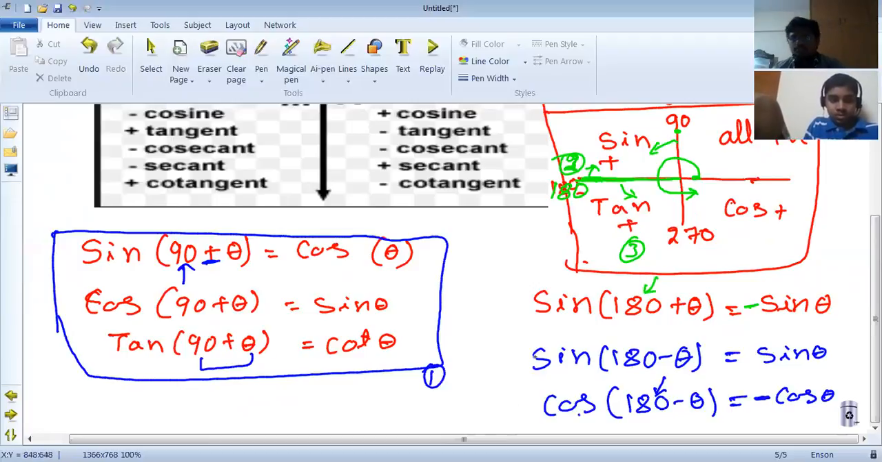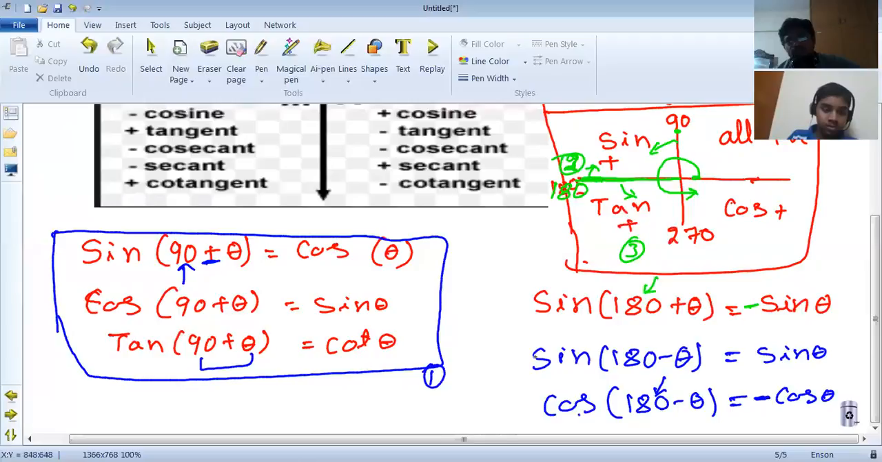So, understood? It is really easy. Whenever 90 is there, sine becomes cos and cos becomes sine. Whenever 180 is there, sine stays sine and cos stays cos. Depending on the angle, the sign will change, either minus sine theta or minus cos theta, like that.